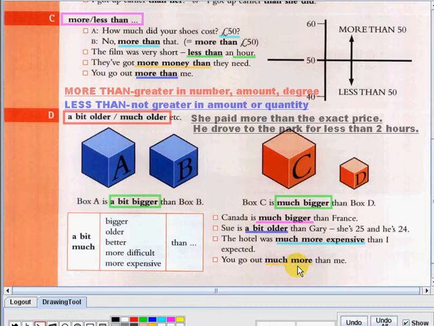Okay, so it's easy to learn English grammar, right? I hope you learned a lot from this lesson.